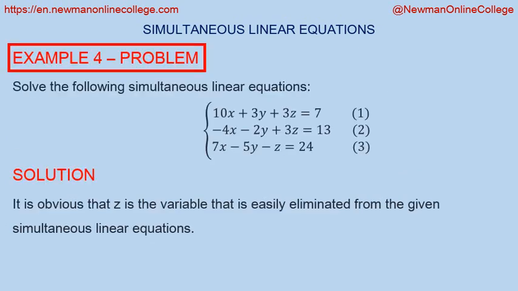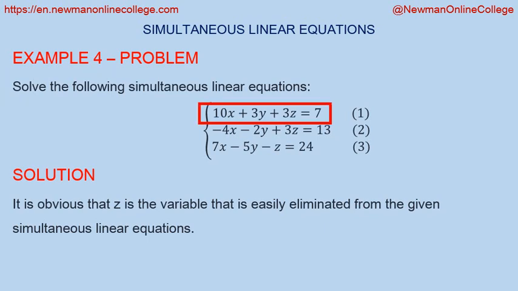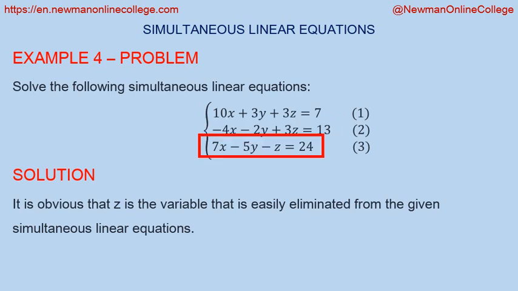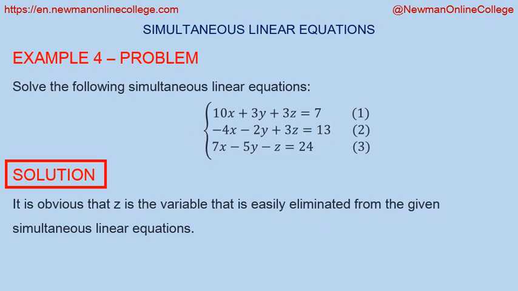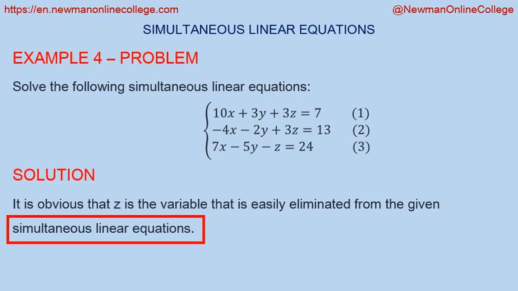Example 4. Problem. Solve the following simultaneous linear equations. 10x plus 3y plus 3z equals 7. Negative 4x minus 2y plus 3z equals 13. 7x minus 5y minus z equals 24. Solution. It is obvious that z is the variable that is easily eliminated from the given simultaneous linear equations.